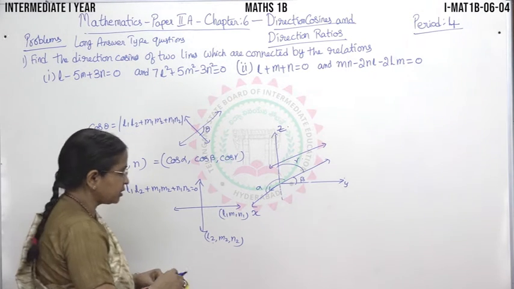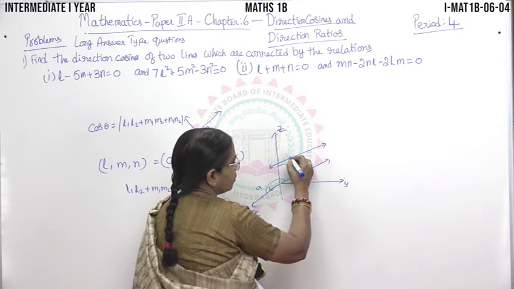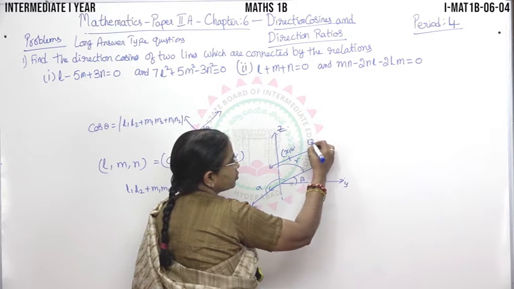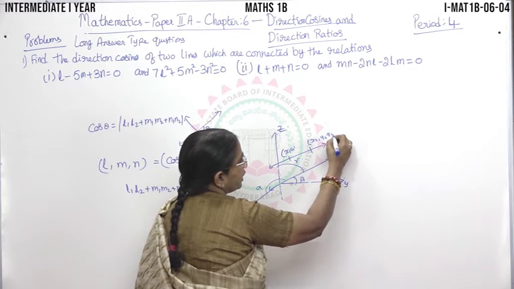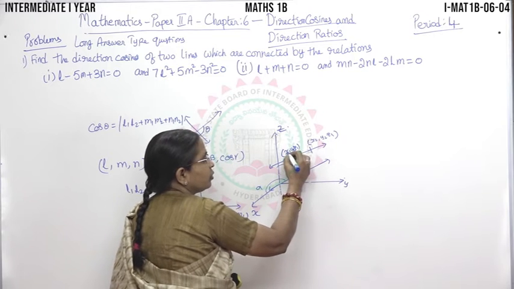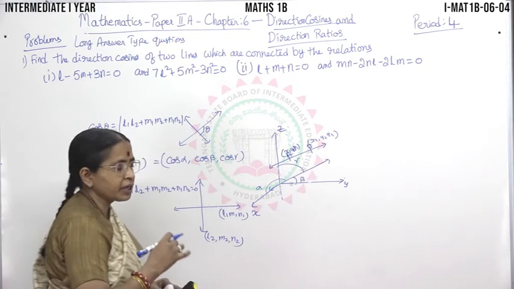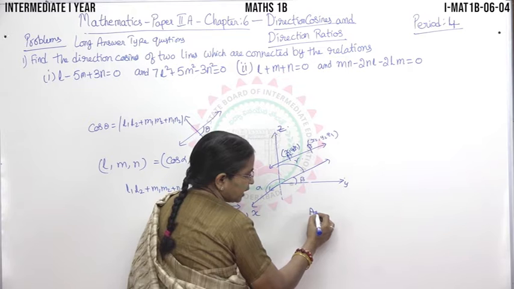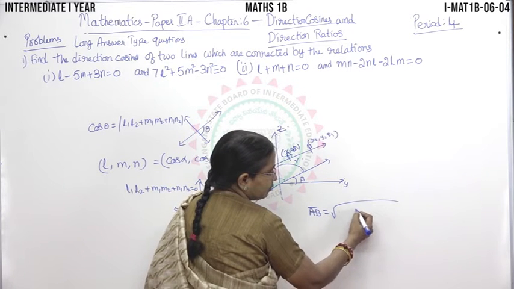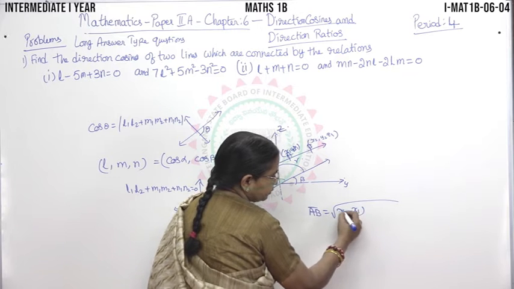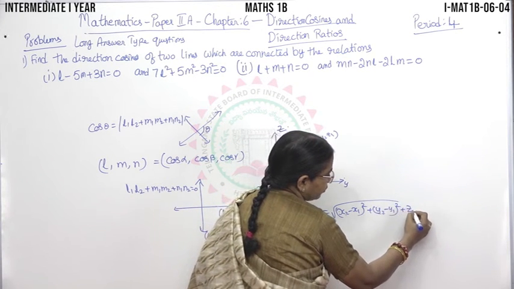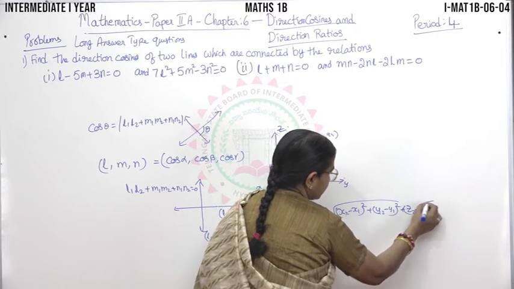In direction cosines, we have also learned this property. Suppose x1, y1, z1 and x2, y2, z2 are two points on the line. Then for the direction cosines, first you find the distance AB. Distance AB is the root of x2 minus x1 whole square plus y2 minus y1 whole square plus z2 minus z1 whole square. So this is the AB distance.